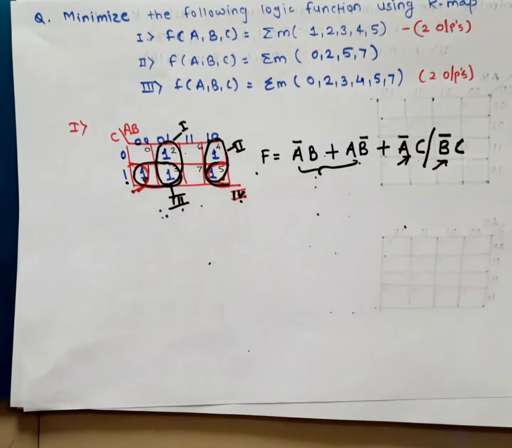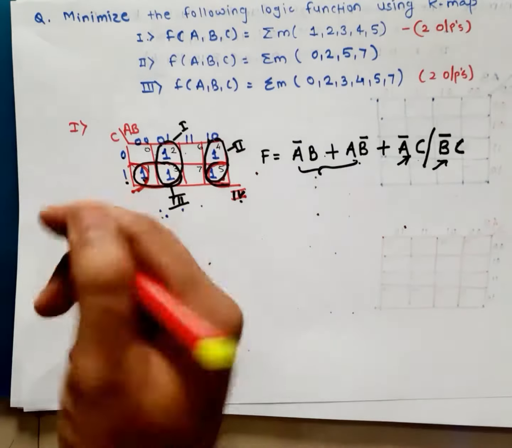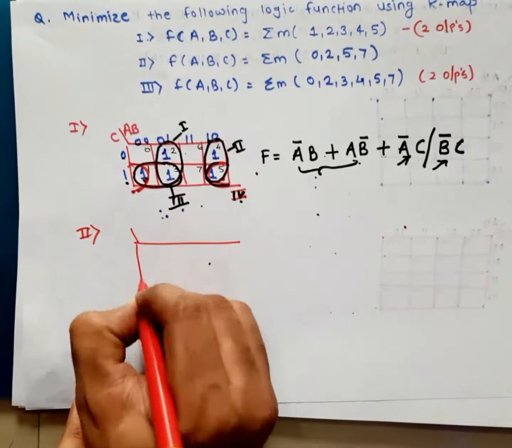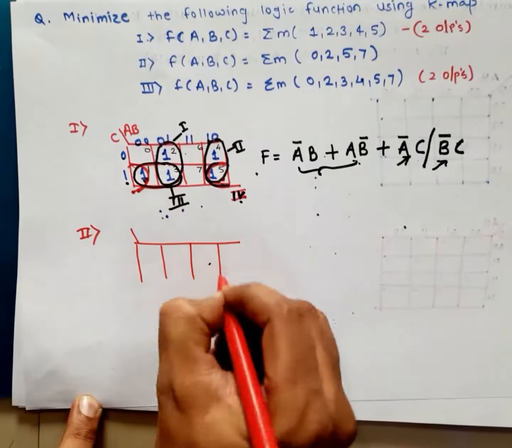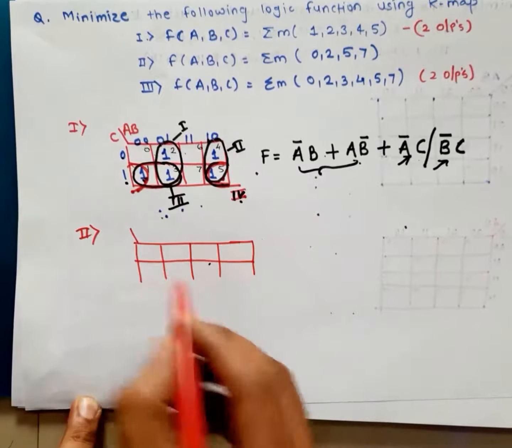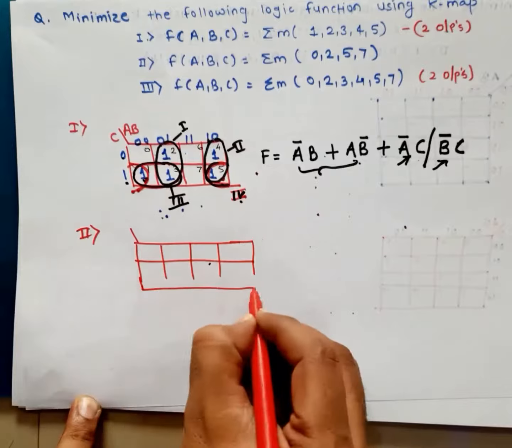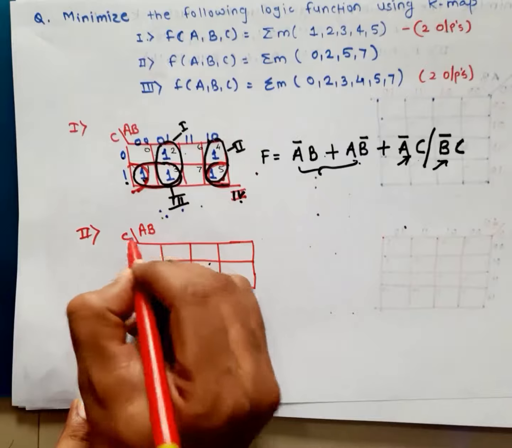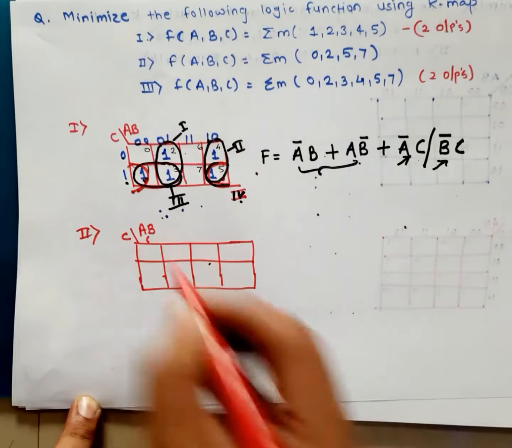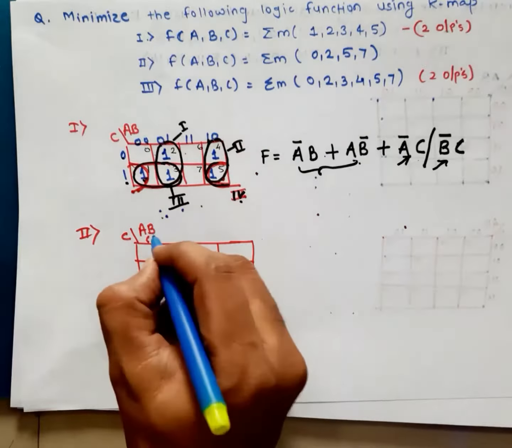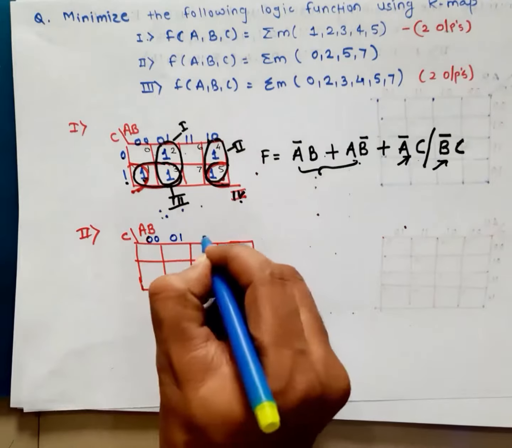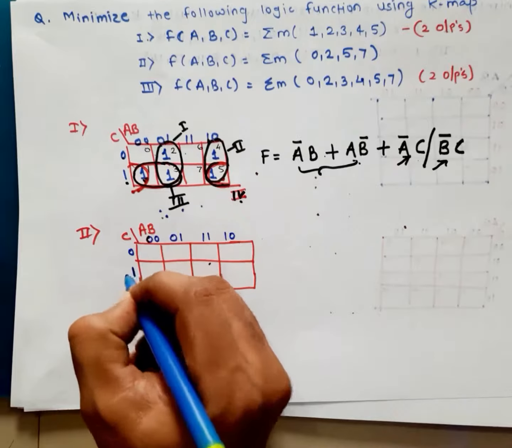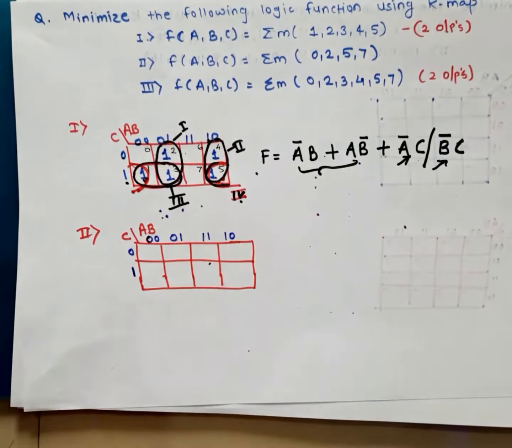Fine. Again, second example. A 3 variable K map. Put the variable positions and assign the gray code sequence. This is a single variable, so the value of this is 0 and 1.